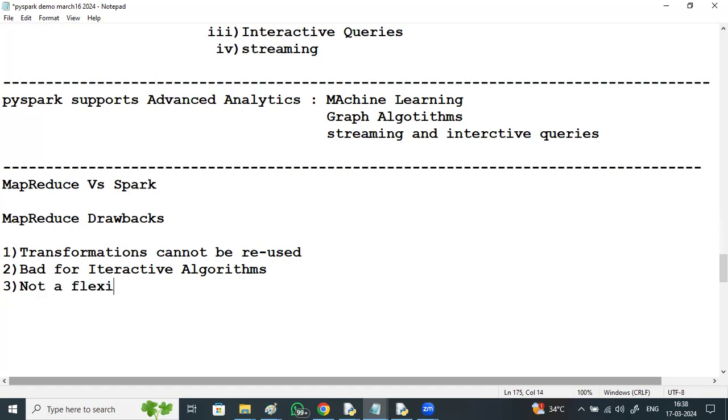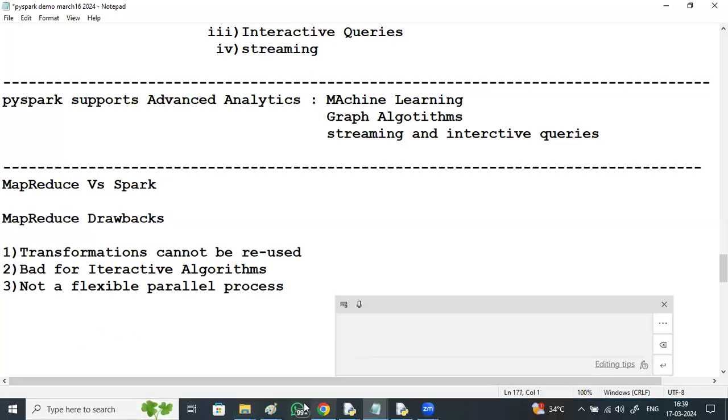Not a flexible parallel process. MapReduce is not a flexible parallel process, right? It is a parallel process, so why is it not flexible? Mapper output is taken as the input by the reducer. Mapper and reducer, can they execute parallelly?